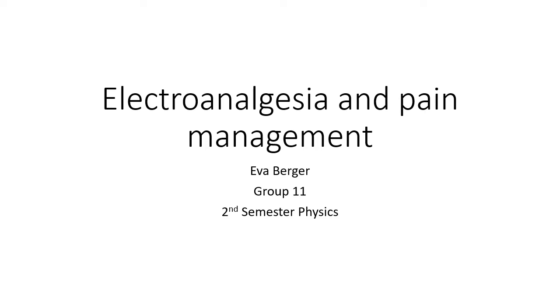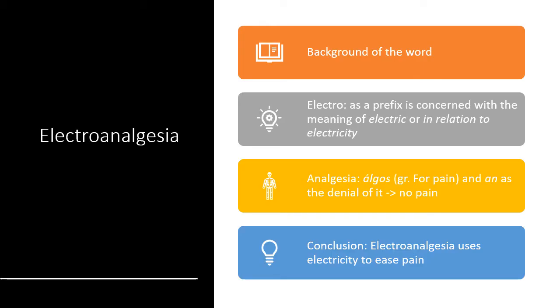When we hear the term electroanalgesia, first we have to think about the background of the word to fully understand and grasp its meaning. So the prefix electro is concerned with the meaning of electric or in relation to electricity, while analgesia stems from the Greek word for pain, which is algos, and an, as in analgesia, is the denial of a word, so no pain. So overall, what can we get when we put the prefix and the word together? Yeah, electroanalgesia uses electricity to ease the pain that a patient may feel.